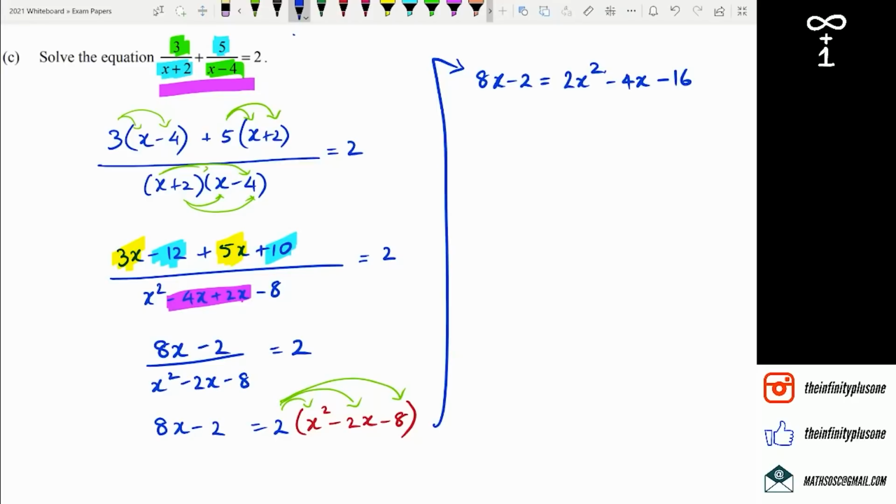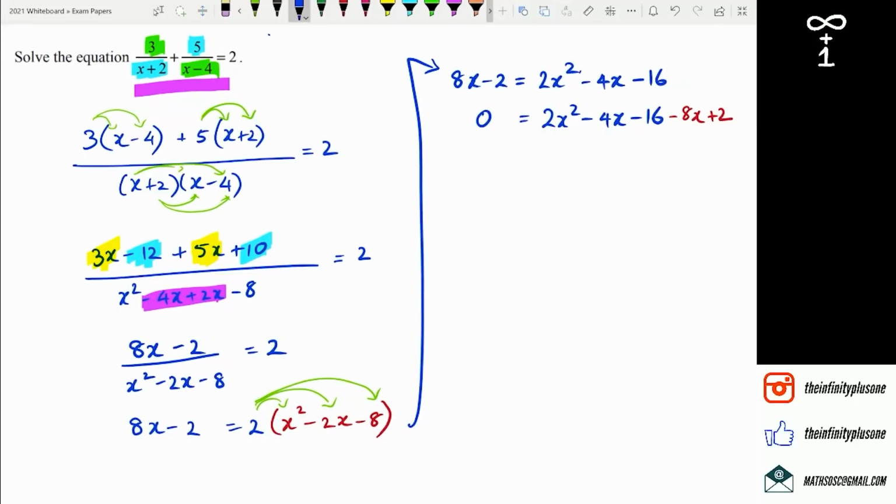At this point, I want to make the left-hand side equal to 0, or the right-hand side, it doesn't matter, but the left-hand side is nicer because then you get a nice positive coefficient of x squared. So that's that 2 that I'm talking about. So what I've got is 2x squared minus 4x minus 16, and I've got minus 8x plus 2. Just remember that we are bringing the 8x minus 2 from the left-hand side to the right-hand side, so the signs will change. So now what we have is 0 is equal to 2x squared minus 12x minus 14.